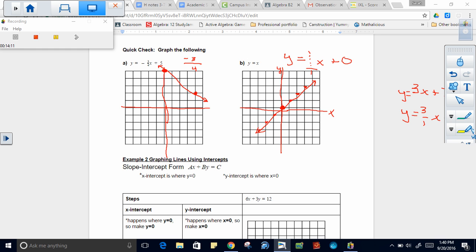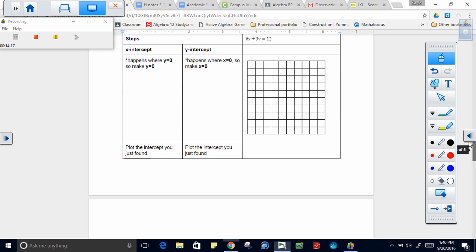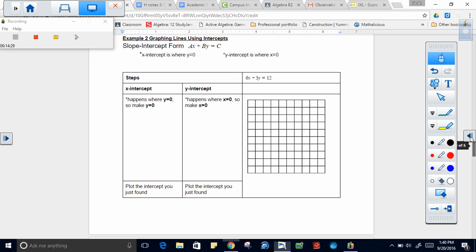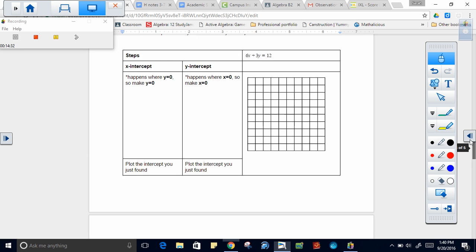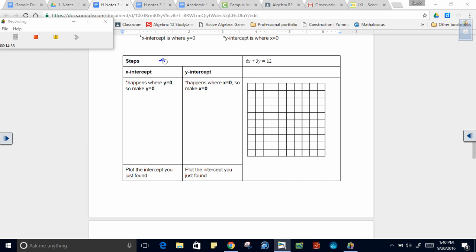Okay, next example. I'm going to do slope-intercept form. It has slope-intercept, I'm so sorry, because it's not slope-intercept, it's standard form. So we'll go through and do that. So there's your standard form, right here. I'm just going to make a note that this is standard. I'm sorry about that mistake up above.